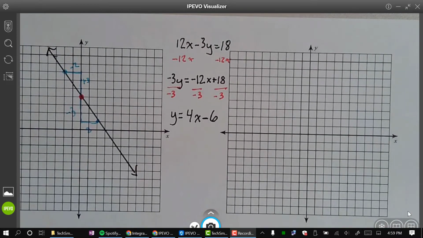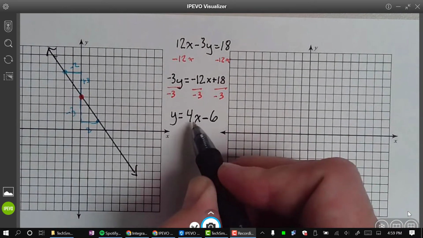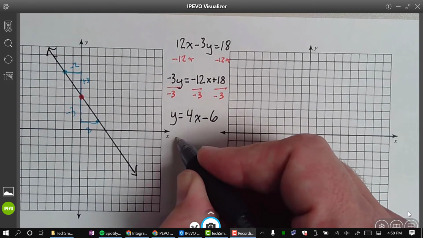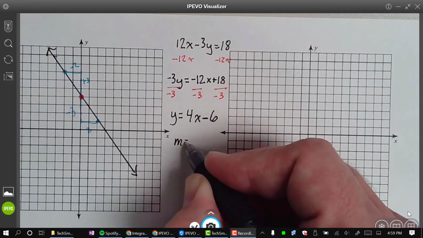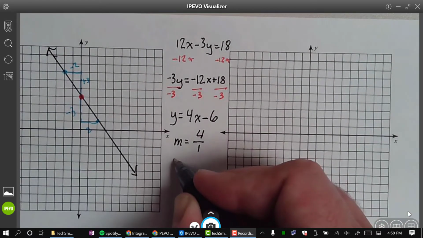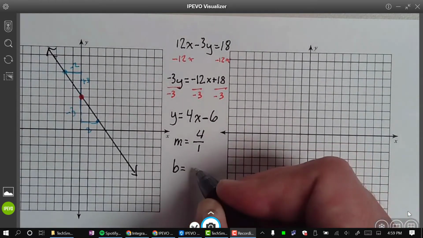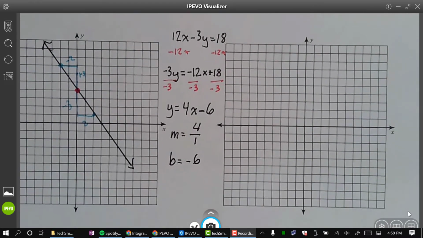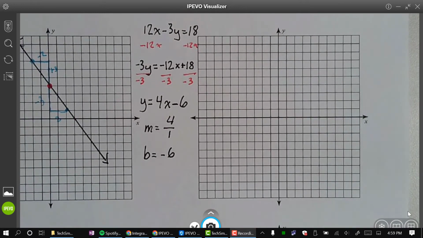So I have changed it over. This one needs a little more work. I just have a 4. I want a fraction. So I can turn 4 into a fraction by saying that this is going to be 4 over 1. And then my b value for this, my y-intercept, is at -6. So I have the information that I need. Let's go ahead and start graphing this.